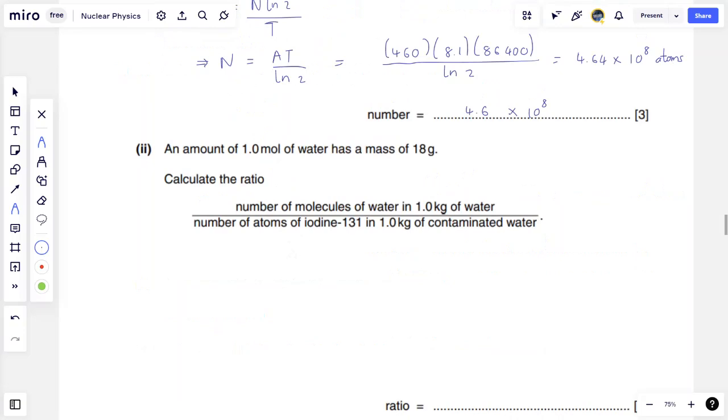Okay, the next one looks a bit terrifying. An amount of 1 mole of water has a mass of 18 grams. Okay. Calculate the ratio of the number of molecules of water in 1 kilogram of water over the number of atoms of iodine-131 in 1 kilogram of contaminated water. So the ratio of water molecules to iodine-131 atoms.